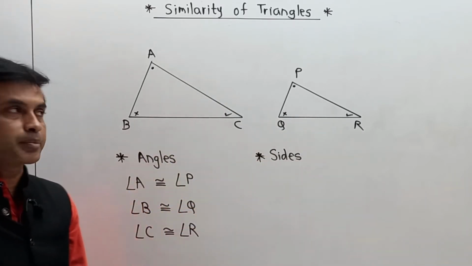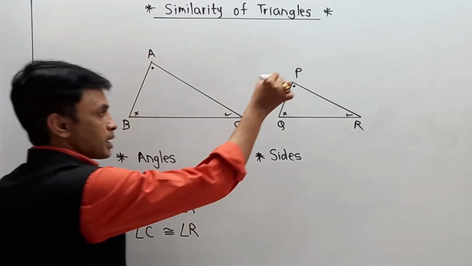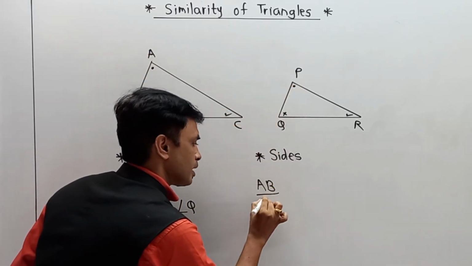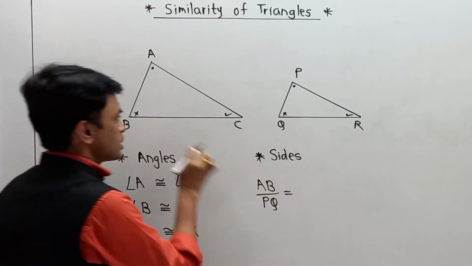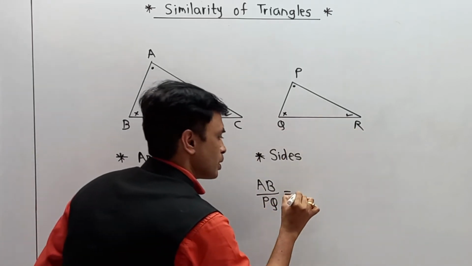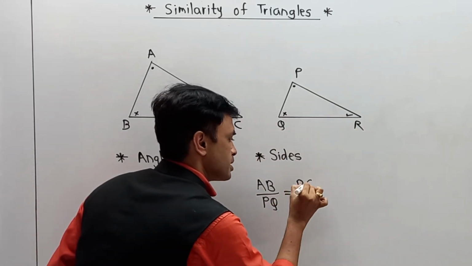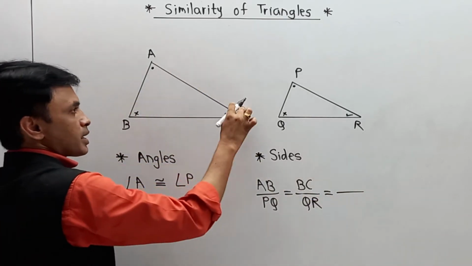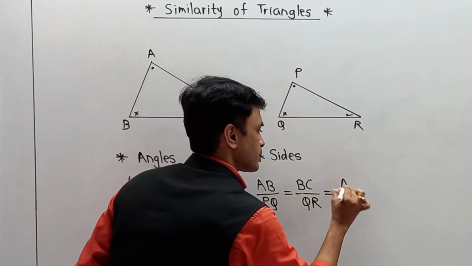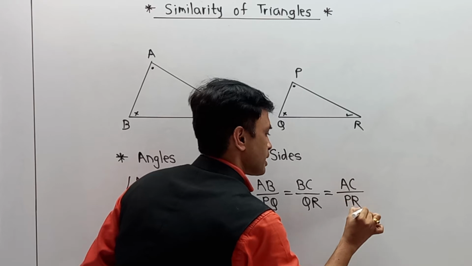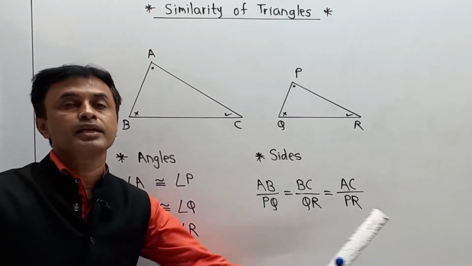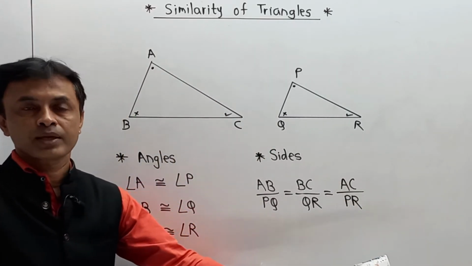What does it mean? Let me clarify. AB upon PQ is equal to BC upon QR, which is equal to AC upon PR. The ratios of the sides are in proportion, meaning they are the same.